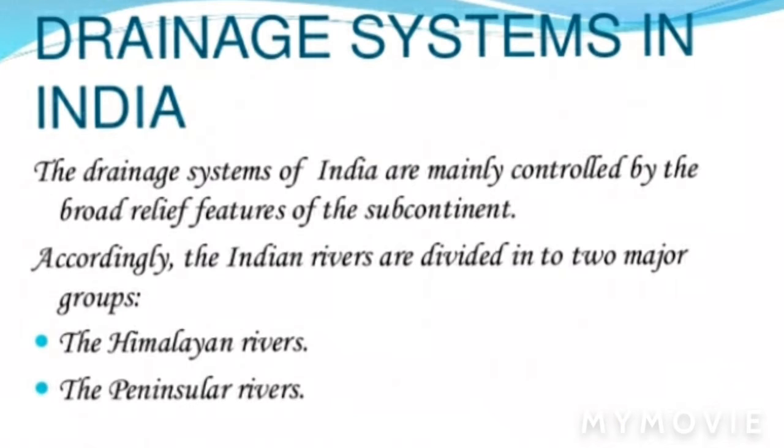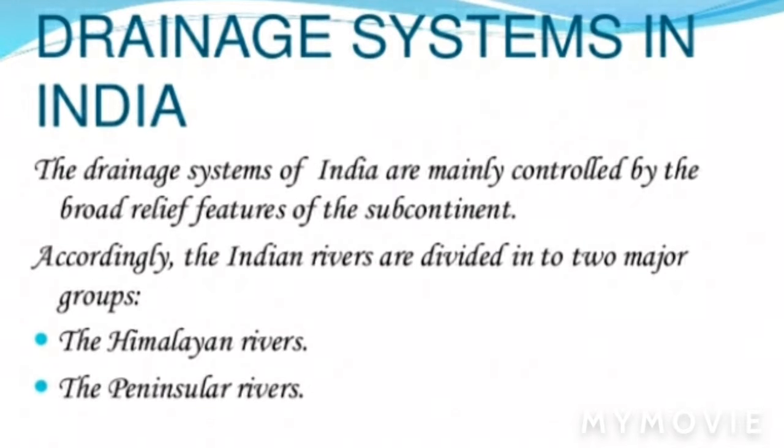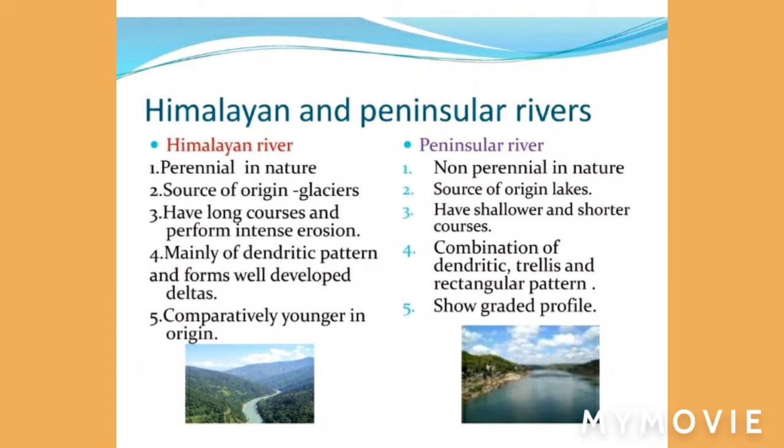Let us try to understand the drainage system in India. The drainage system of India is mainly controlled by the broad relief features of the subcontinent. Accordingly, the Indian rivers are divided into two major groups, the Himalayan rivers and the peninsular rivers. So children, let us try to understand the difference between Himalayan and peninsular rivers.